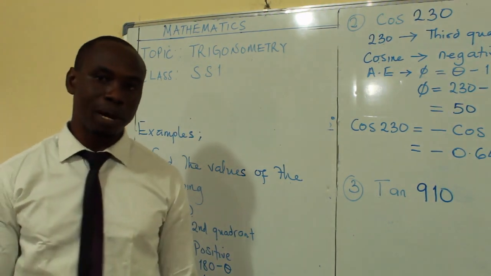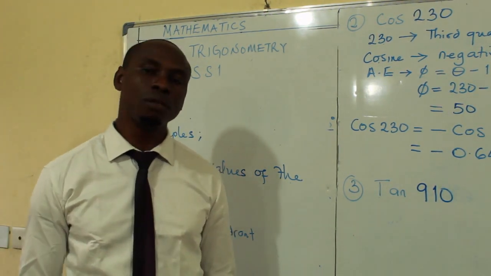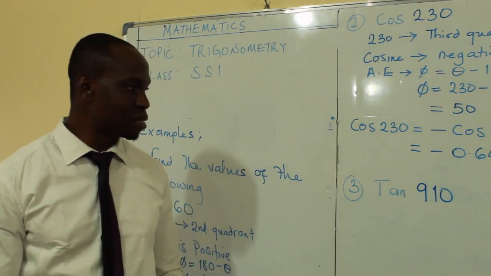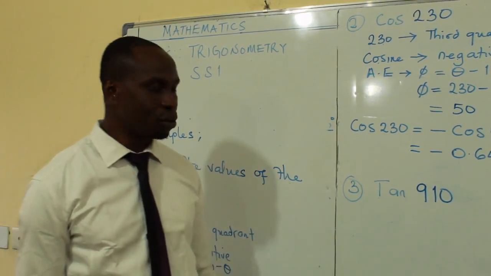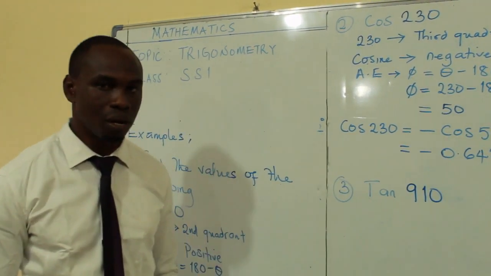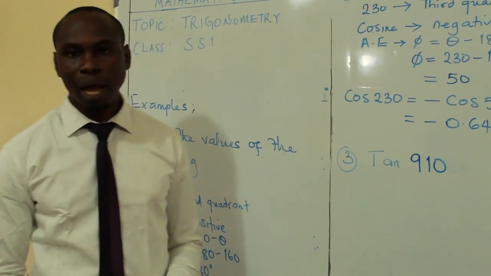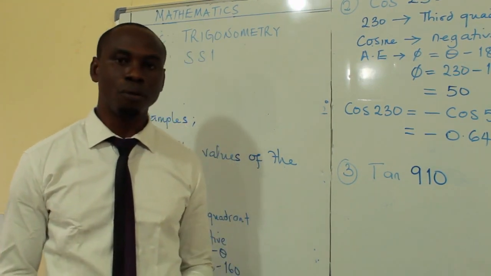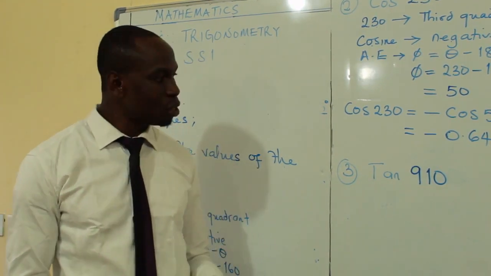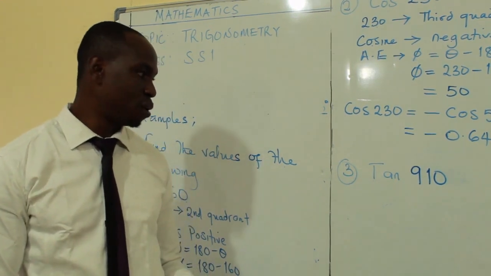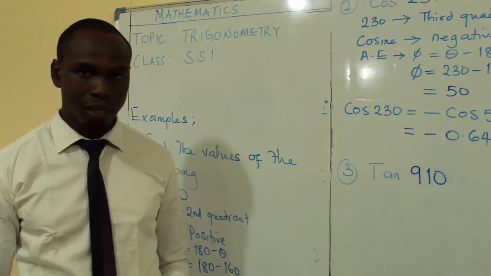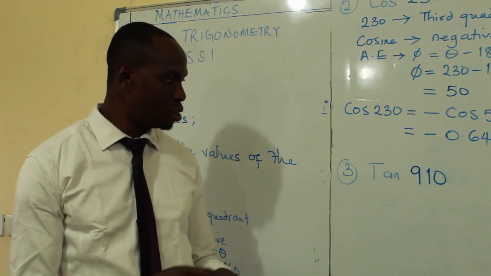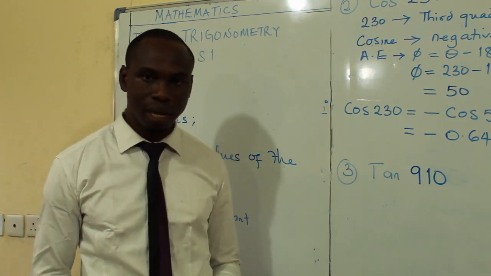Now, I know some people might be asking, what if the angle is greater than 360? What if I have a value as large as 910, like I have in my third example? I want you to know that adding or subtracting 360 from a value does not change the value of the trigonometric identity.